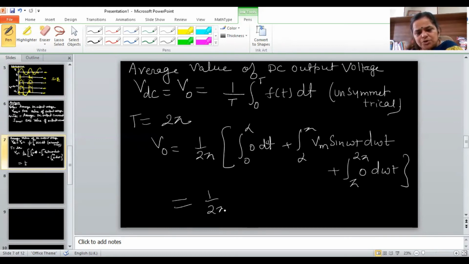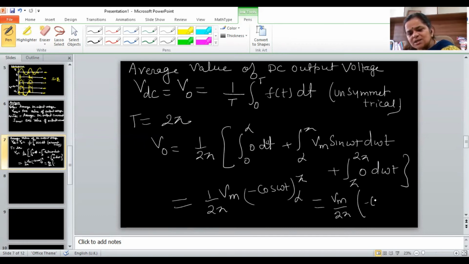So 1 upon 2 pi, Vm I have taken before the integration. The integration of sin omega t is minus cos omega t, and the limits are from alpha to pi. So when I put the integration limits, Vm upon 2 pi, minus of cos pi, and 1 minus sign is this, and 1 minus sign is of the lower limit, so it will be plus of cos alpha.